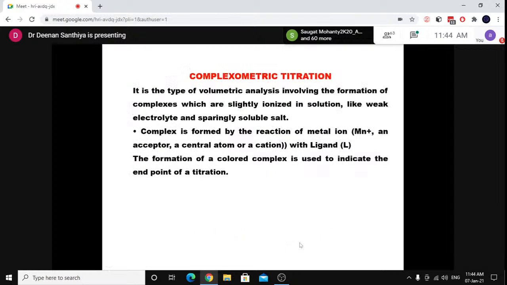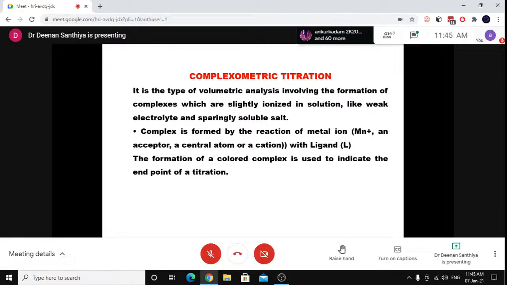So next we are coming to the next titration, complexometric titration. What is complexometric titration? It means complex formation can happen. What are the complex forming elements? Metal ions, especially the metal ions with the ligands. What type of bond forms from metal ion to ligand? That is a coordination bond. So complexometric titration is also a type of volumetric analysis.